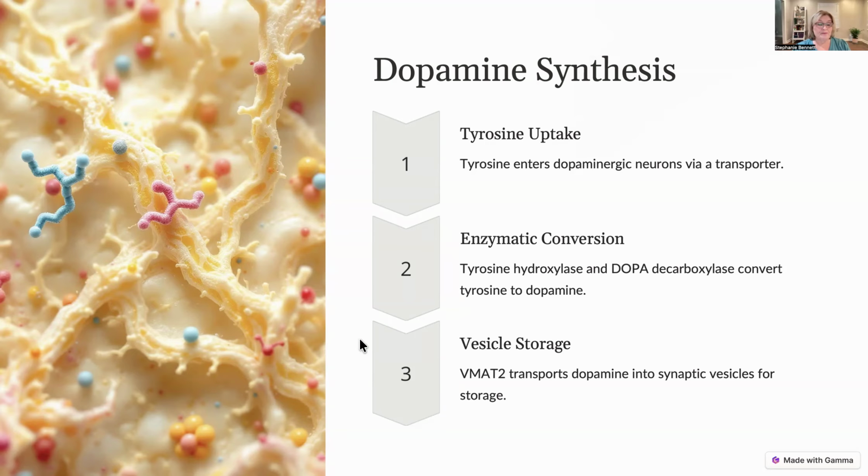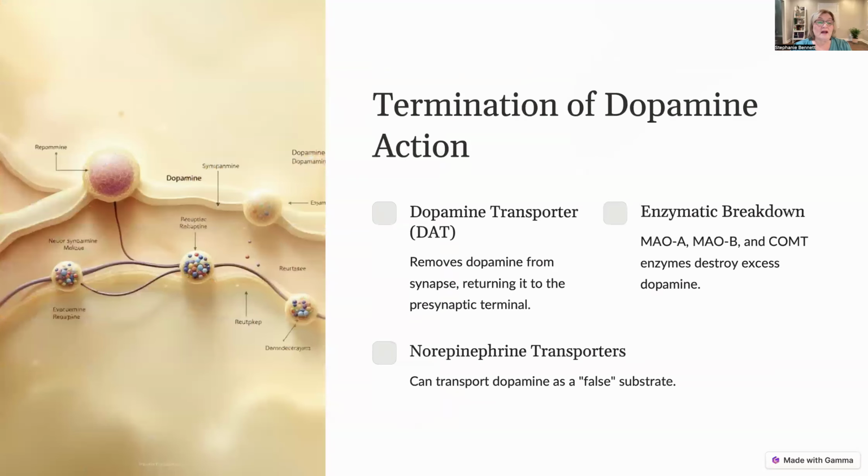to be used. So how do you get rid of it if you have too much of it, or you want to stop the action of dopamine? One way is dopamine transporters or DATs, and these actually remove dopamine from the synaptic cleft and return it to the presynaptic terminal where it came from. So they kind of bring it back in, similar to a reuptake.